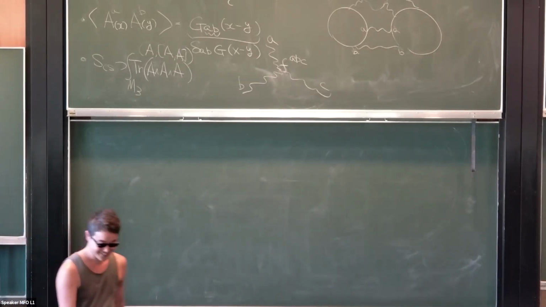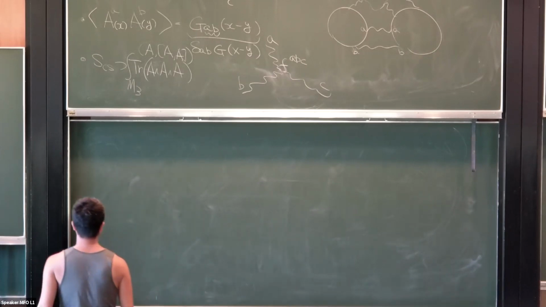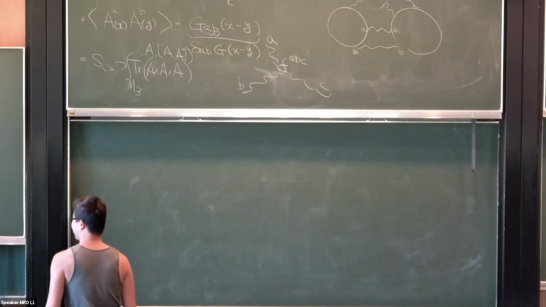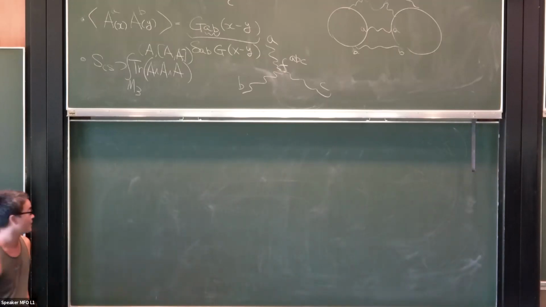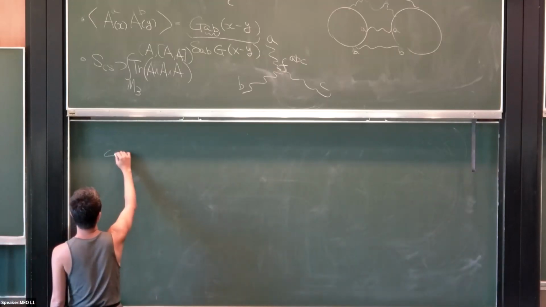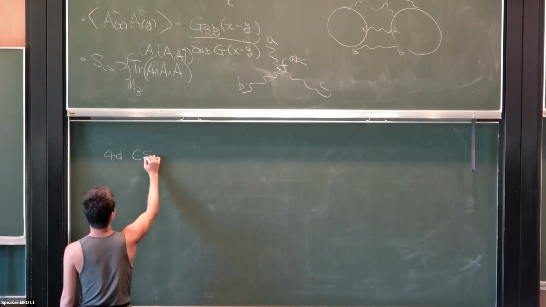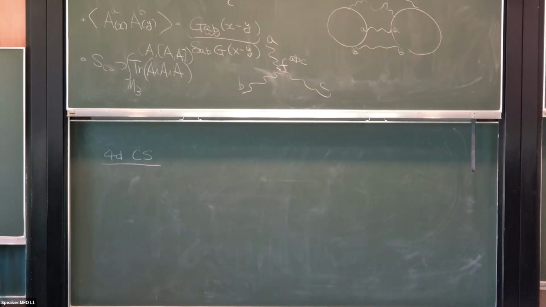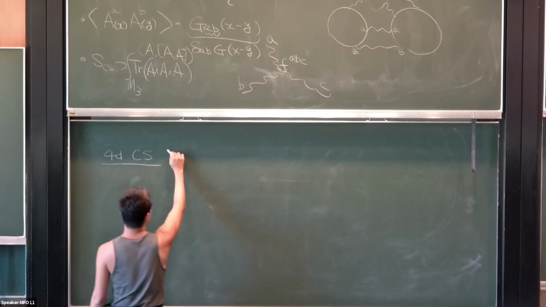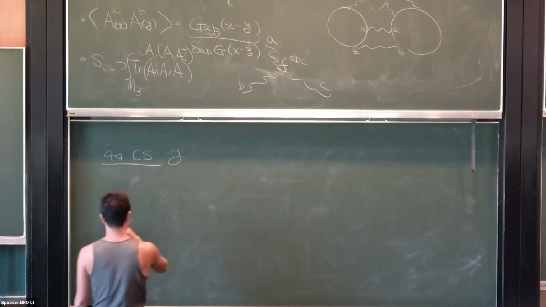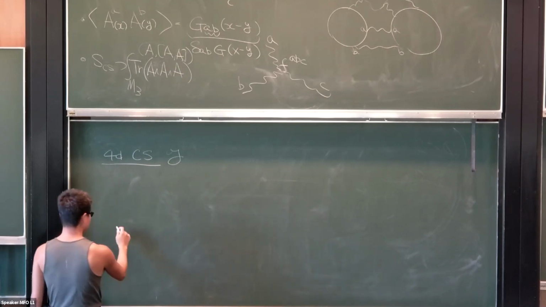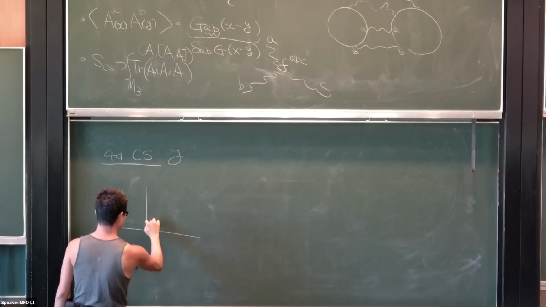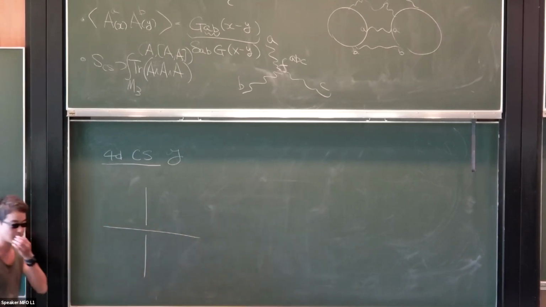So I don't know. But anyway, what is the 4D Chern-Simons computation? It is very similar. So, 4D Chern-Simons. What type of things do we want to compute? Okay, so gauge group G, and the object we are going to compute is the R matrix. Graphically, it's something like this.